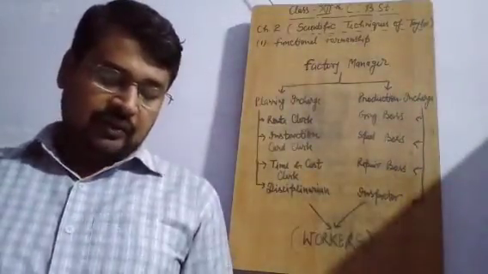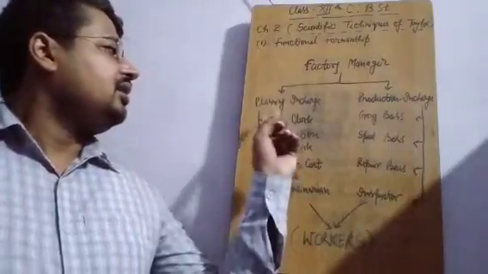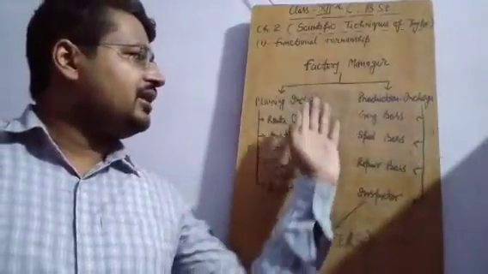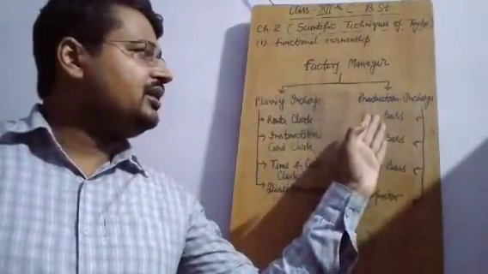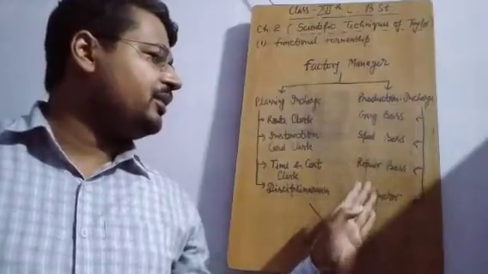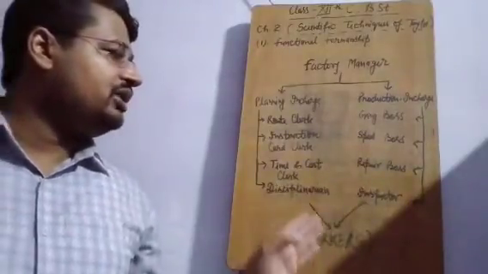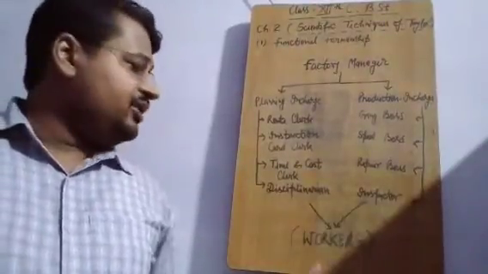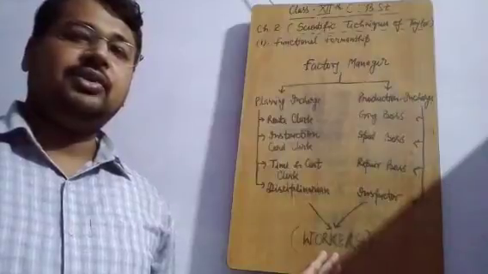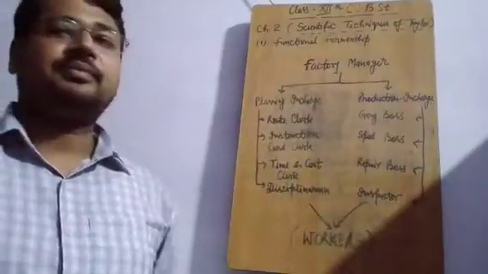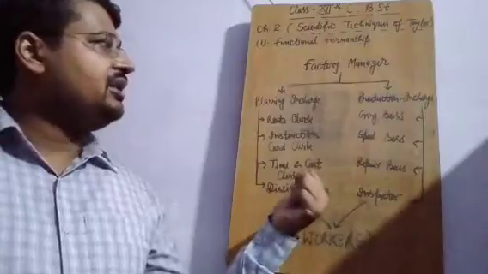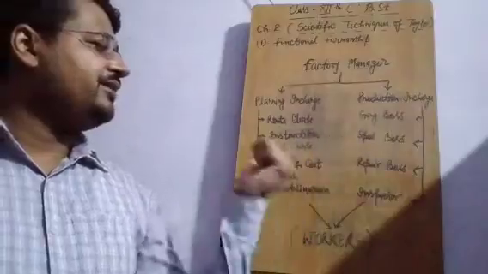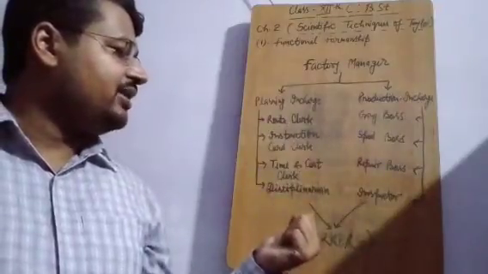Okay, now we will study the 4 foremen who come under the purview of planning in charge, and the 4 others that come under the production in charge: gang boss, speed boss, repair boss, and inspector boss, and how each of the foremen manages the workers. So you can make this representation, making the connection between factory manager, planning in charge, production in charge, the 8 foremen, and how they are related with the workers.